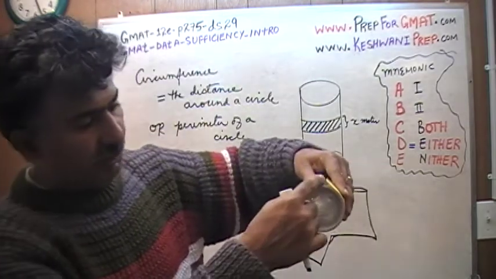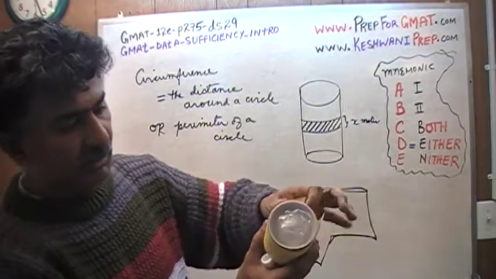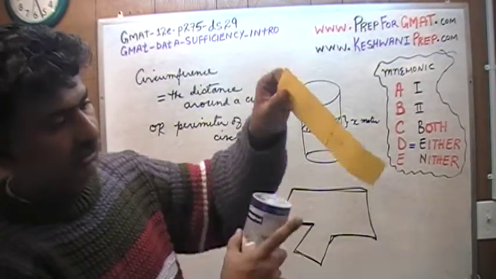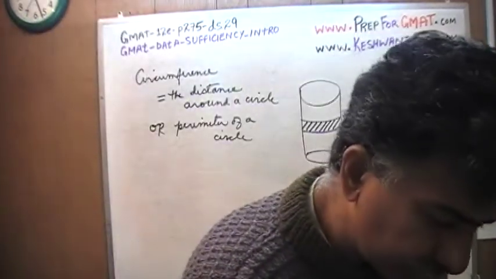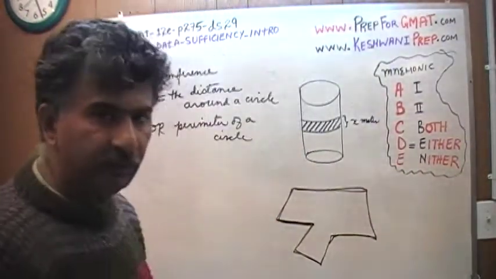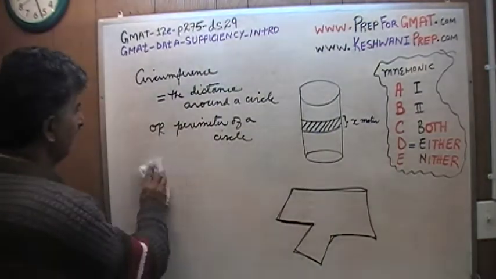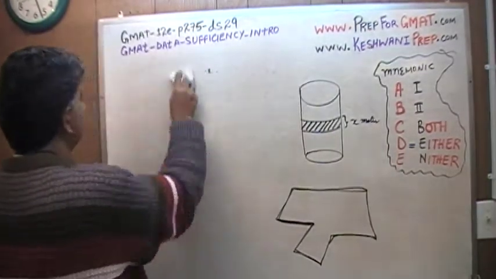So I need to know how much is the distance around the circle, because that will tell me how long this band is, and I need to know how wide it is. That's what we need to figure out.